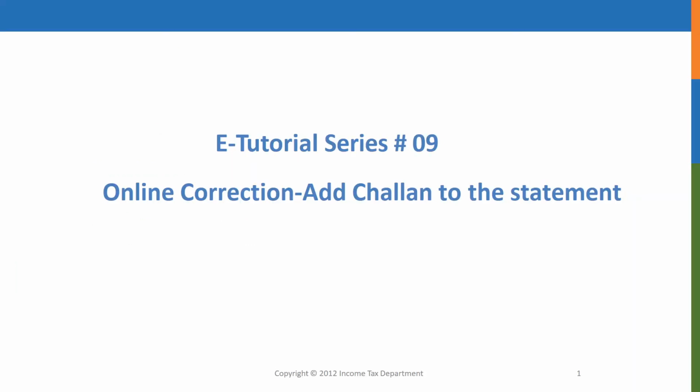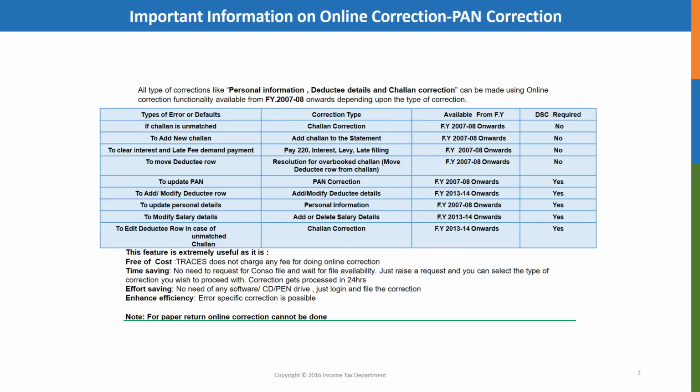In this video, we will guide you through the step-by-step procedure of adding a challan to a TDS statement. Defaults like short payments occur while a statement gets processed without sufficient challans being added to it. This feature will help you to add challan to an already processed statement. Using this feature, you can add old challans with available balance and new challans as well. This feature can be used for corrections in statements from financial year 2007-8 onwards.